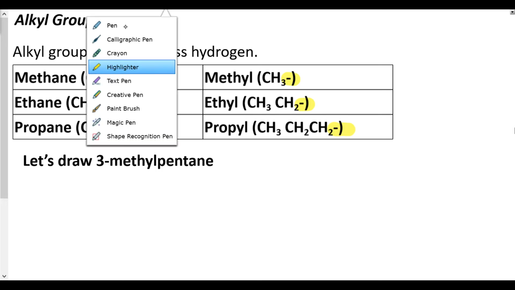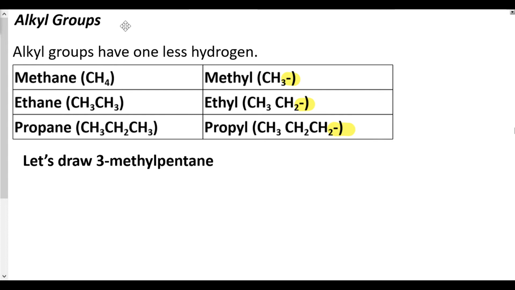So let's draw 3-methylpentane. I understand that we haven't learned about drawing alkyl groups, but at least we should be able to draw pentane. Please pause the video and draw pentane and check if your answer is correct. For pentane, pent means 5, and ane means all single bonds, right? So I drew 5 carbons, all of them attached with single bonds.